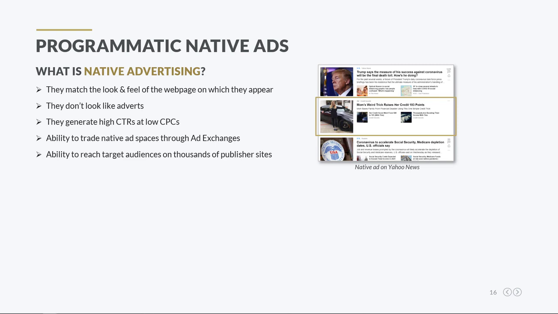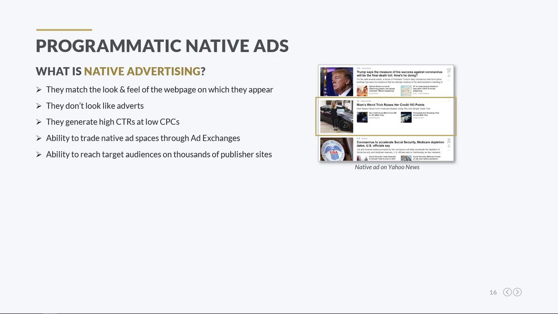Programmatic native advertising is the practice of serving ads that match the look, feel, and function of the web page on which they appear. In other words, branded marketing messages blend with page content, and hence they don't really look like adverts. Since native ads remove the feeling of intrusiveness that most of the other ad formats cause, they tend to engage users rather than disrupting them.